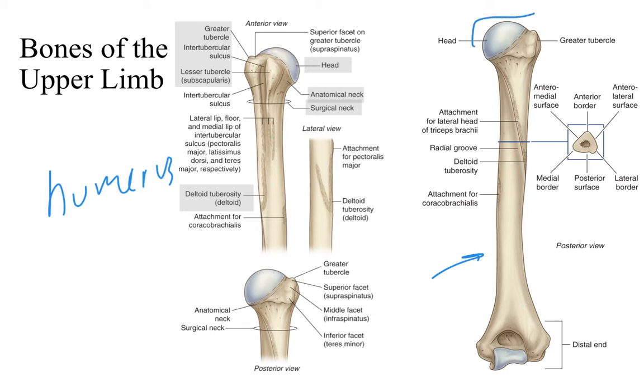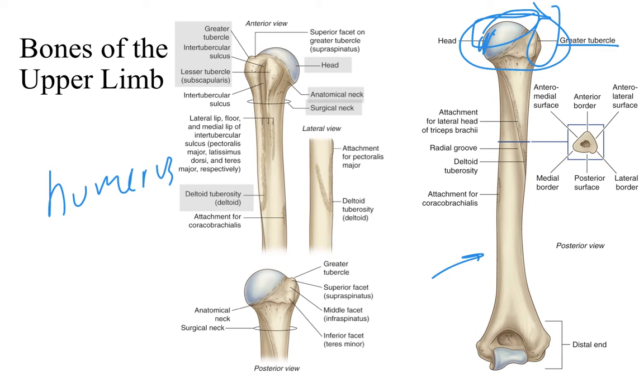So where the head is, right here, is what articulates with the glenoid cavity, and so obviously that is going to be the most proximal part, or the most superior part of this bone. And since it's articulating with the glenoid cavity of the scapula, this is going to be the medial part, and then on the other side you have the greater tubercle, which is going to be the lateral part. All right, so now we know medial or lateral.